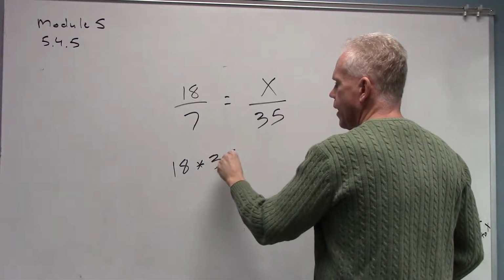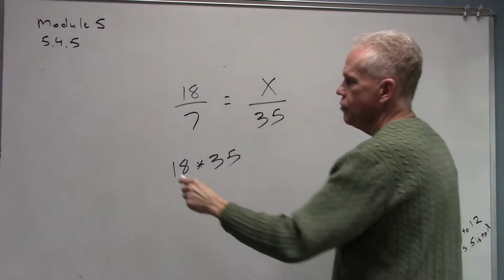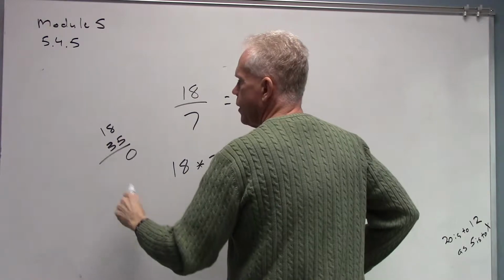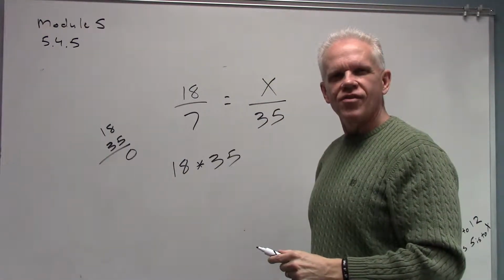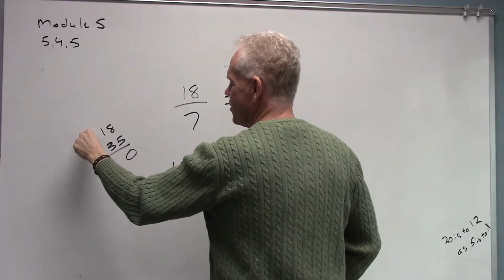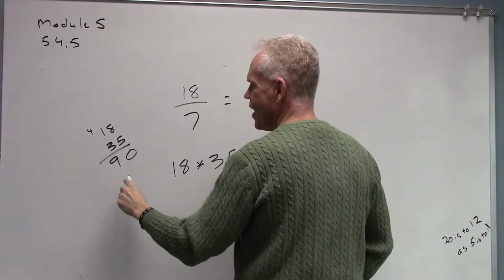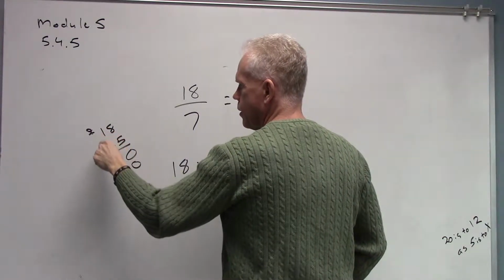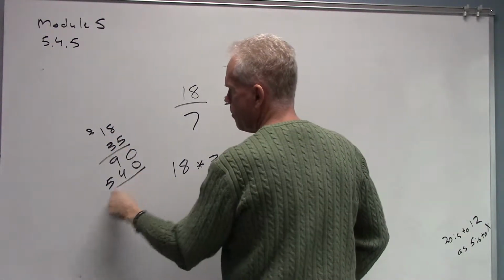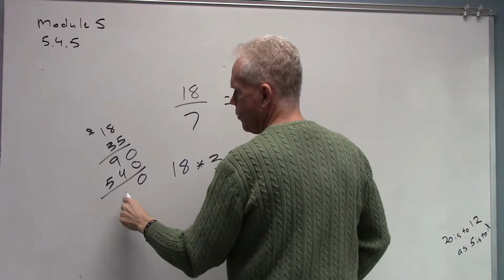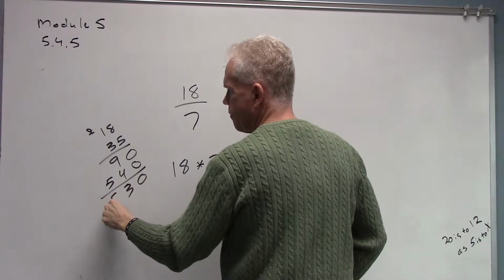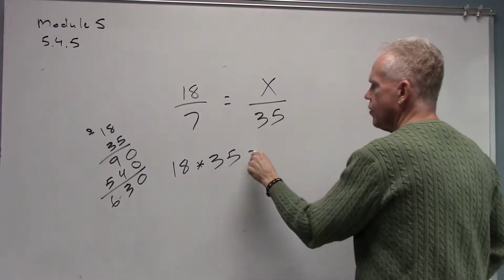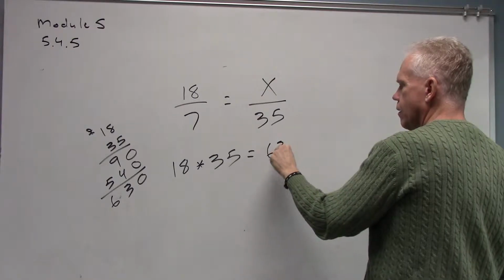18 times 35. Now, of course, you've got your calculator, and you just punch that in, but I'm going to do it out longhand real quick. 5 times 8 is 40. I should bring my calculator to this session, shouldn't I? 5 times 8 is 40, 0, carry 4. 3 times 8 is 24, and 4 is 13. So I'm getting 630.